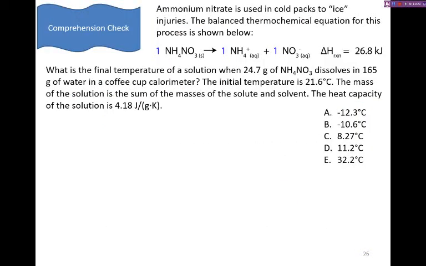All right, now that I've showed you how to do one, you try this one on your own. So pause the video and try this before watching the solution.